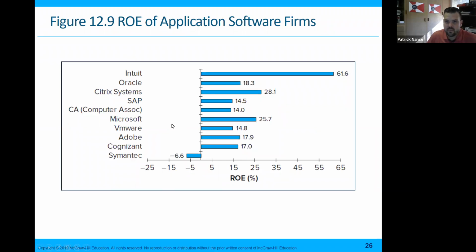This is a return on equity for specific software firms. Intuit, they make QuickBooks and other accounting software. They make more software than just accounting, but they definitely make accounting software. So does Oracle, so does SAP. And obviously, probably ones you've heard of more, Microsoft, Adobe, and Symantec, all the software firms. And this is their return on equity.